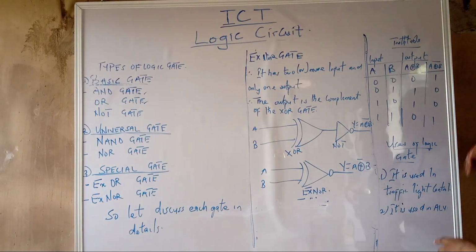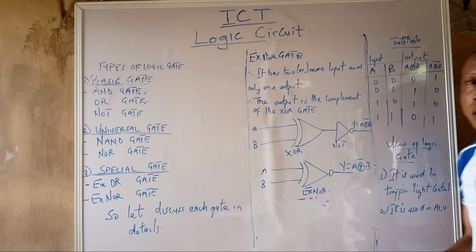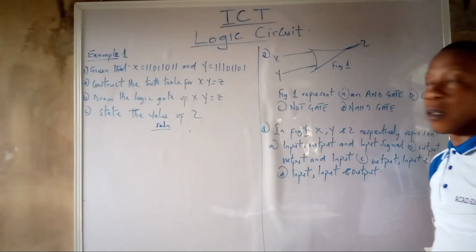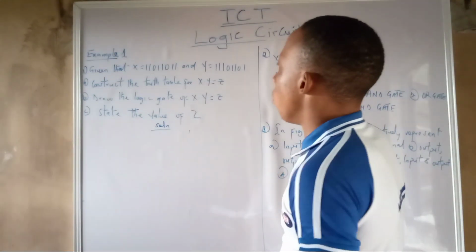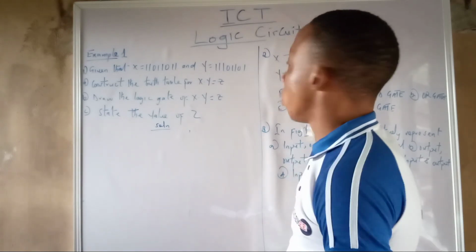Now we move to the uses of logic gates. Number 1, it is used in traffic light control, and number 2, it is used in the ALU, the arithmetic logic unit.